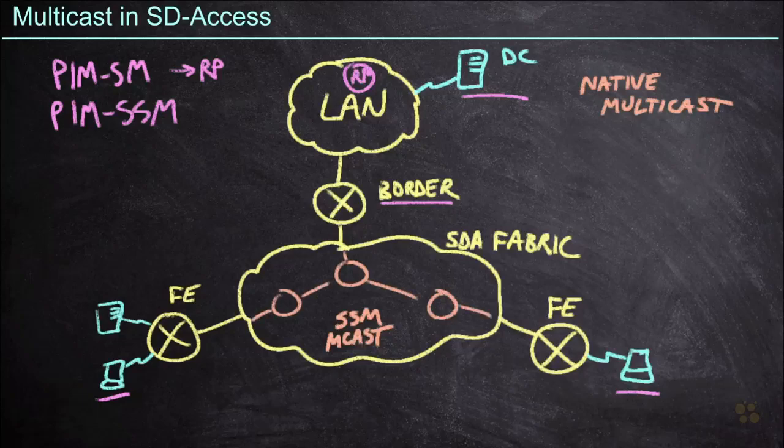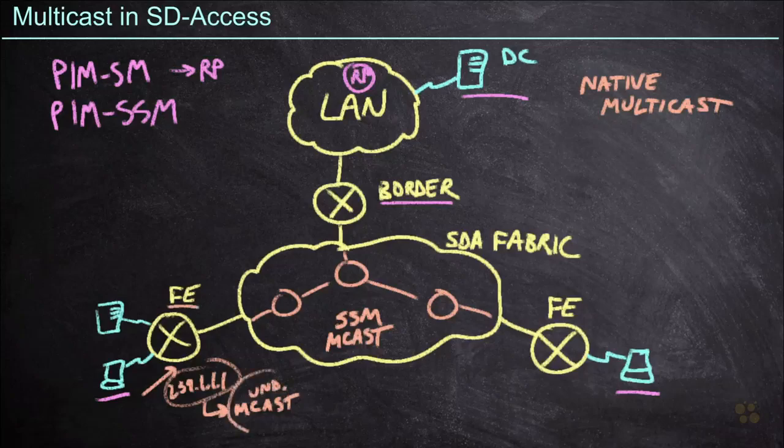The way this works is when a host wants to join a multicast stream, let's say it wants to join 239.1.1.1, that Fabric Edge node is going to use this address to derive a new multicast address. That multicast address will be the underlay multicast address. At this point, this Fabric Edge node is going to use the underlay multicast address to join towards the rendezvous point, or in the case of source-specific multicast, the source itself.